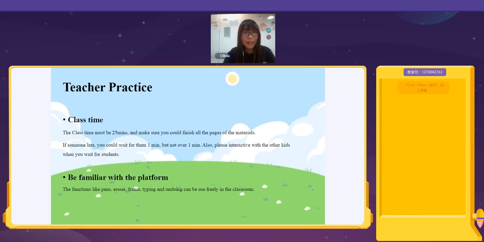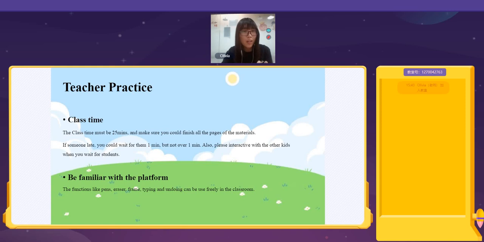And the next one is class time. The class time must be 25 minutes, and make sure the teacher finishes all the pages of the materials. It's so important, because sometimes our class materials have maybe 37 pages, maybe 32. It's different for different topics, but the teachers need to finish all the pages of the materials.